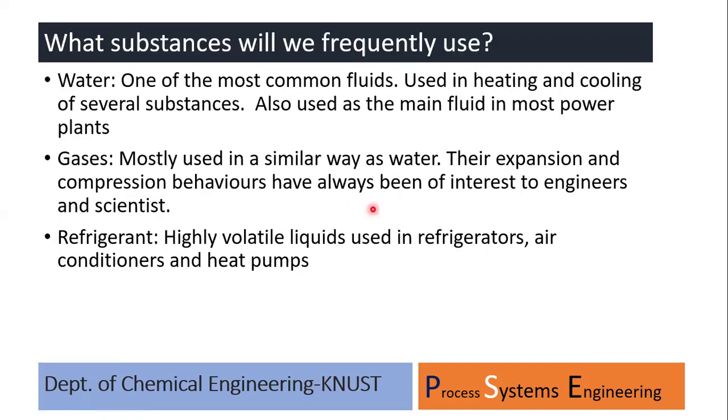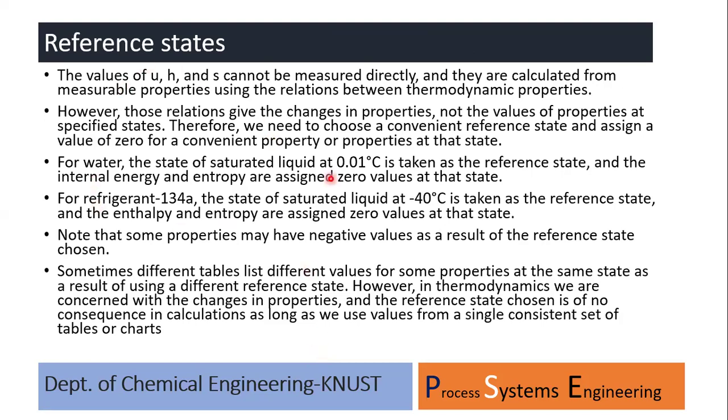Now, the substances that we would be working with a lot in thermodynamics: water, that's one of the most common materials we work with because we use it for heating, we use it for cooling, and it's the main fluid that we use in most power plants. Then we have gases. So we use them similarly to water. We can use them for heating, cooling, expansion, compression, a whole lot of things. Then we have refrigerants as well. These are liquids that are very volatile. They can easily become vapor. We use them in refrigerators, air conditioners, and heat pumps. So we would have questions on them, and we'll see how they are used as well.